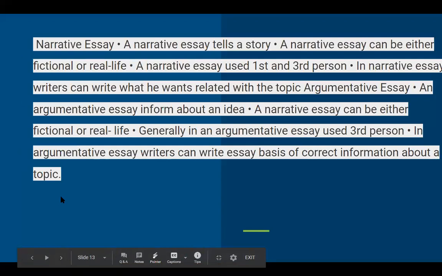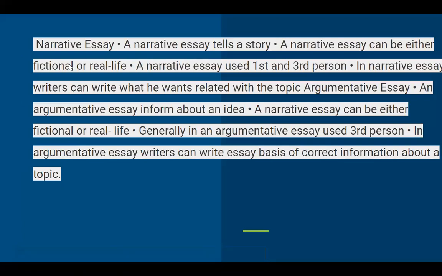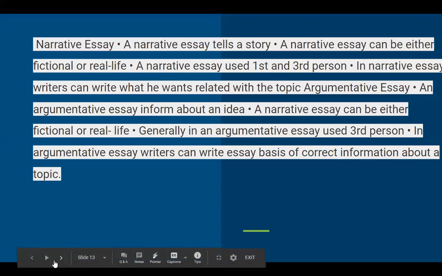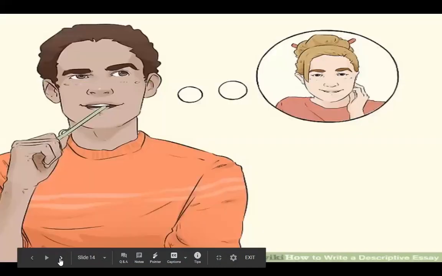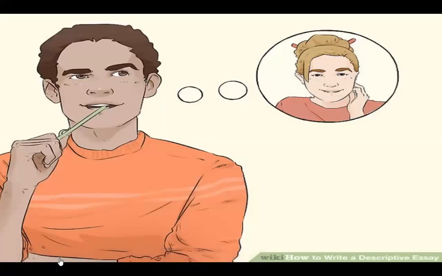Narrative story can be either fictional or real life. So the thing is, in narration, if you're narrating fiction, you have to conceive of or imagine the things in your head. You're creating it on your own. So narrative essay uses first and third person mostly. If you are describing or conceiving of a picture, you use first person or third person. Narrative essay, write what he wants related to the topic. So let's not think of argumentative essay or those kind of things. It's very different from the argumentative or cause and effect essay.